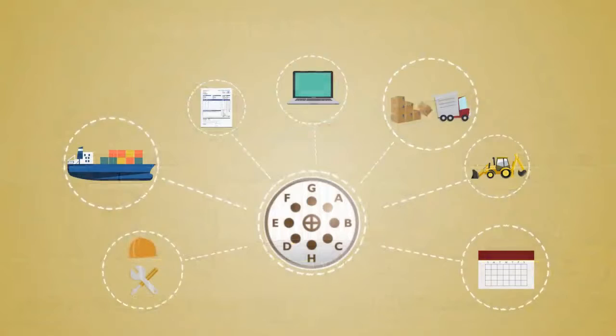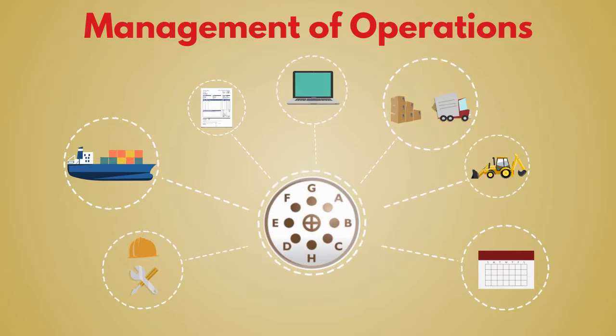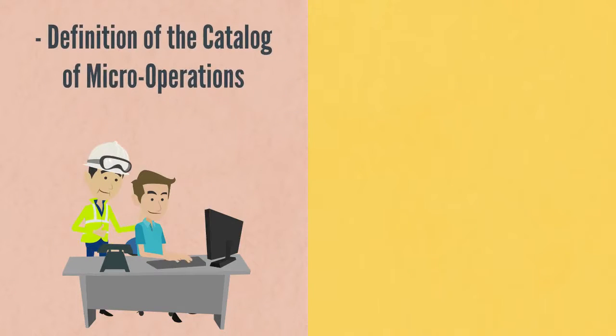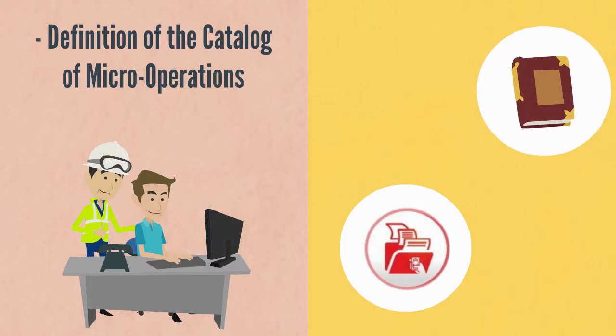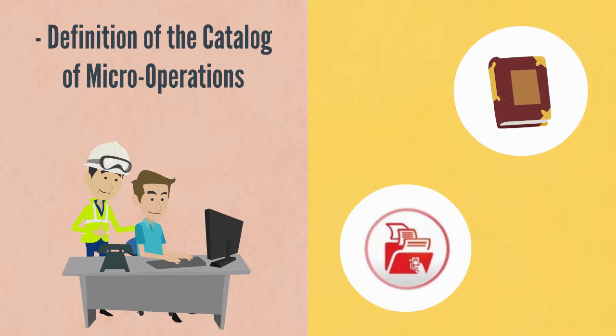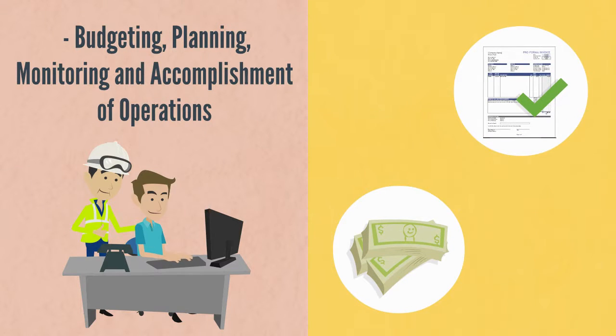The module M315 is oriented for the management of these operations, highlighting, in particular, the definition of the catalog of micro-operations, sufficient to support the systematic activities of the organization. Budgeting, planning, monitoring, and accomplishment of operations, whether in the financial aspects of costs and revenues, or in the operational aspects of the accomplishment of the actual micro-operations.